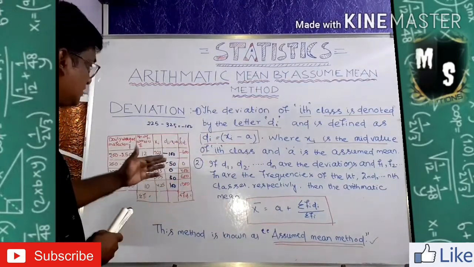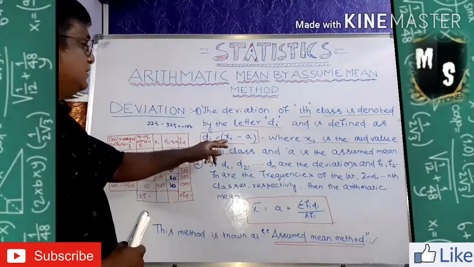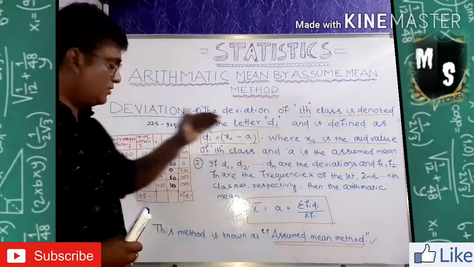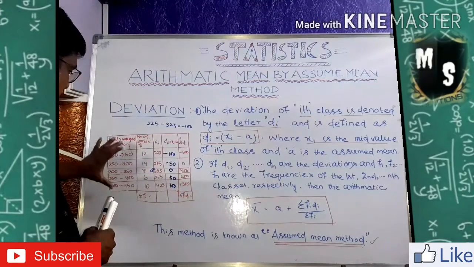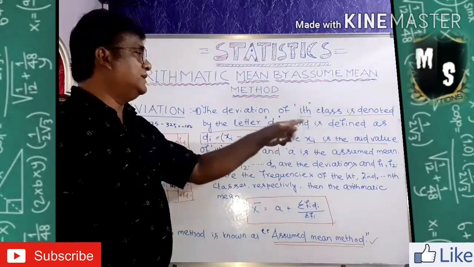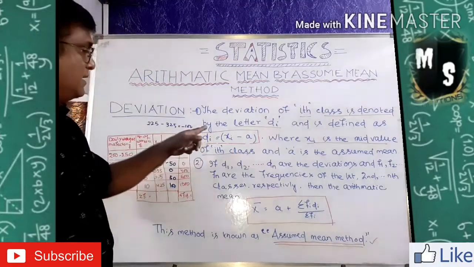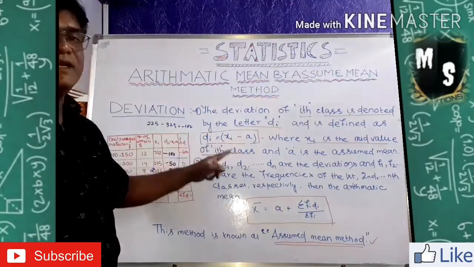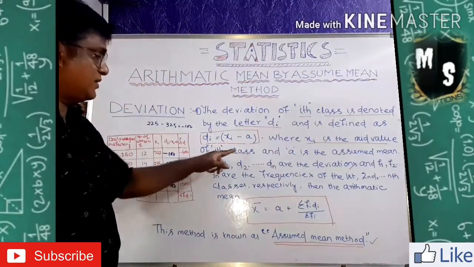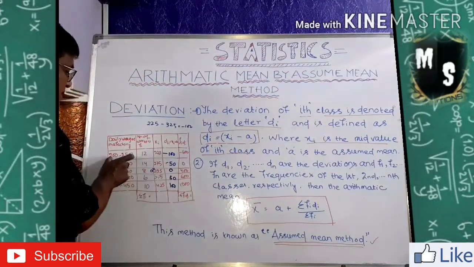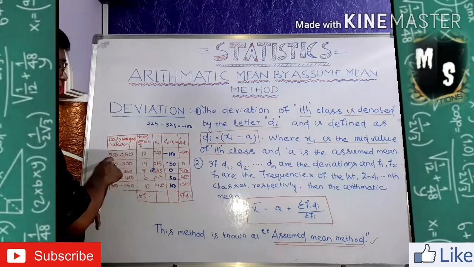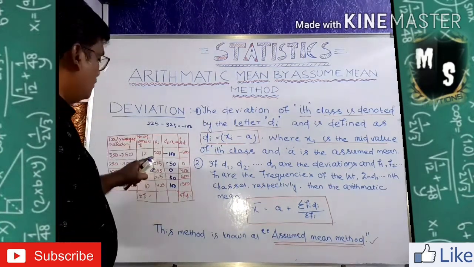So what is that deviation? Deviation of the ith class is denoted by the letter Di, the symbol, and is defined as, what is the formula? Xi minus A. What is Xi? The mid value. Xi is the mid value of the ith class. Look, this is one class. So what is the mid value? Mid value is 250 plus 200, 450 by 2, 225.